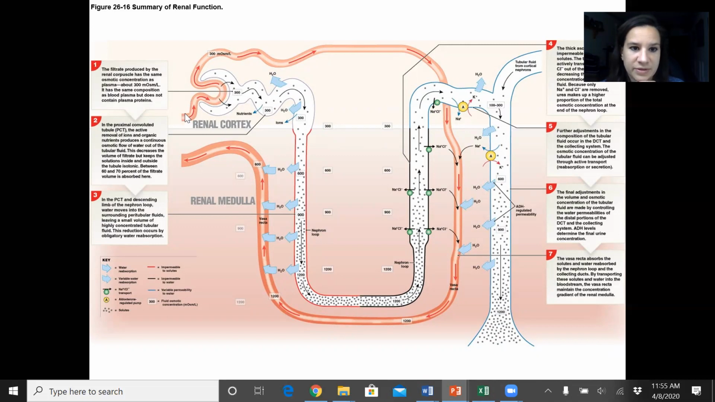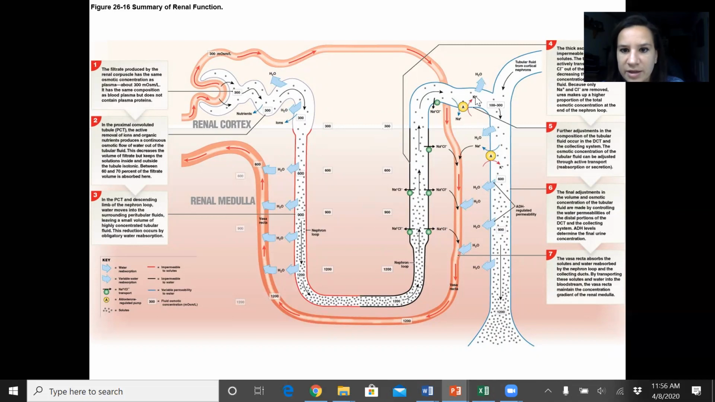We have the vessels bringing blood to the nephron, our afferent and efferent arterioles, right? We can see we've also got the osmotic concentration here, 300 milliosmoles. We've got our PCT. We've got big blue arrows showing water reabsorption here. We've got the vasa recta and the renal medulla picking up that excess water that we're reabsorbing. We've got sodium chloride reabsorption in the ascending thick segment of the nephron loop.